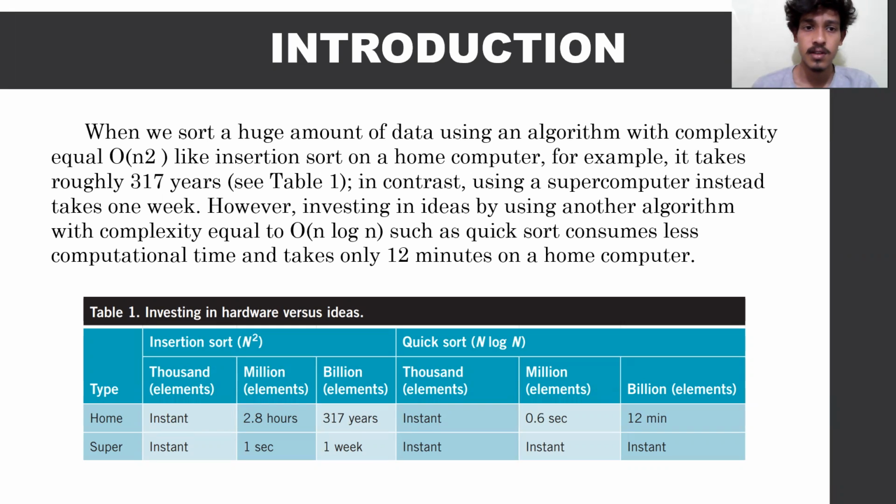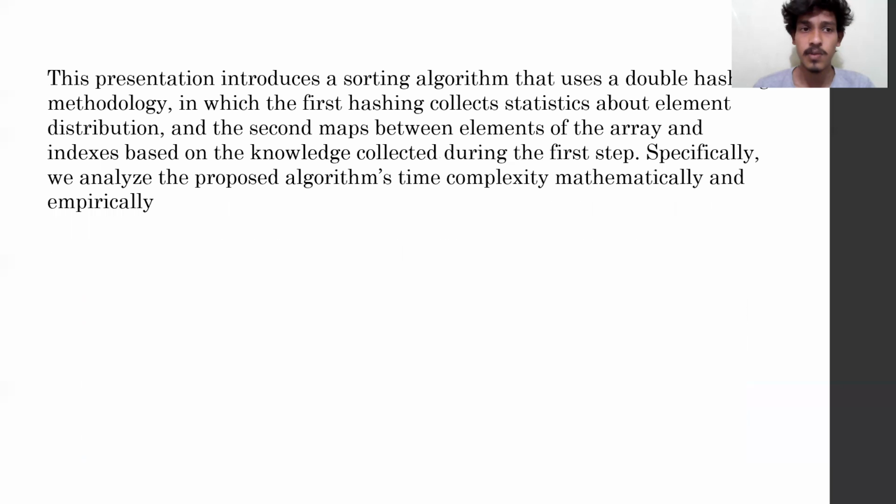In contrast, as displayed in Table 1, investing in hardware versus ideas: using a supercomputer instead takes 1 week. However, investing in ideas by using another algorithm with complexity equal to order of n log n, such as quicksort, consumes less computational time and takes only 12 minutes on a home computer.